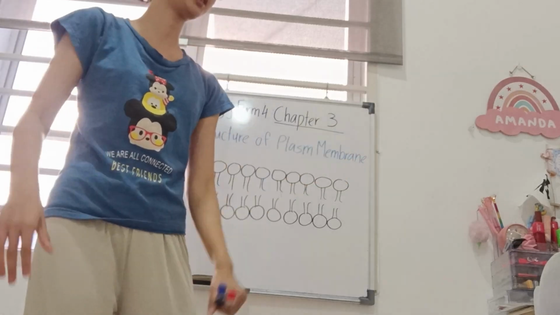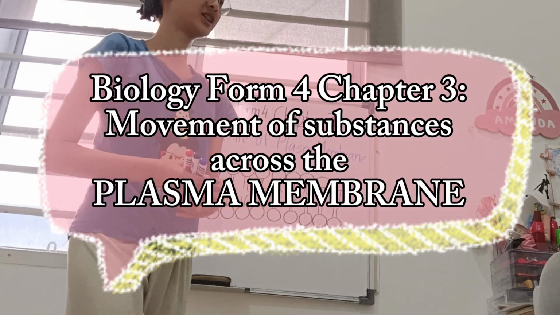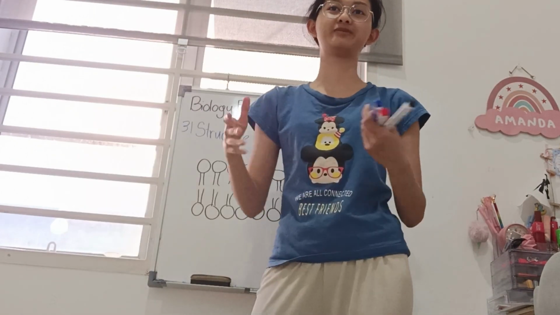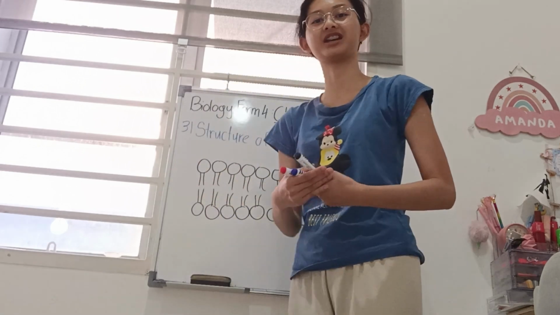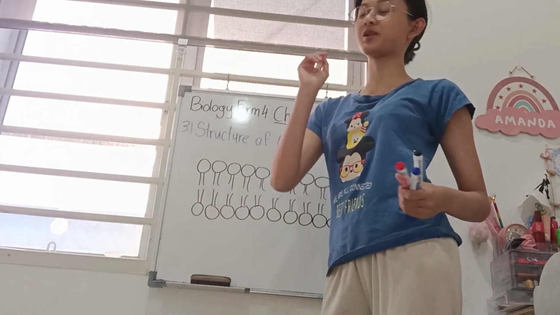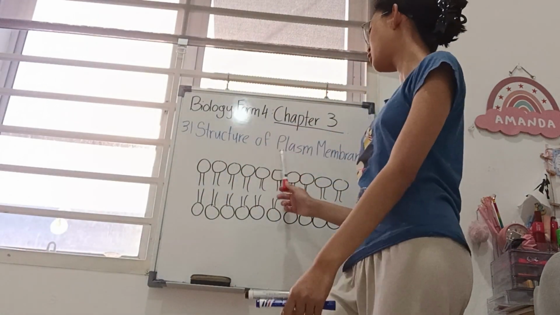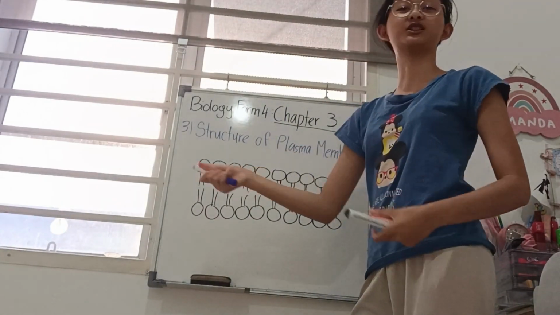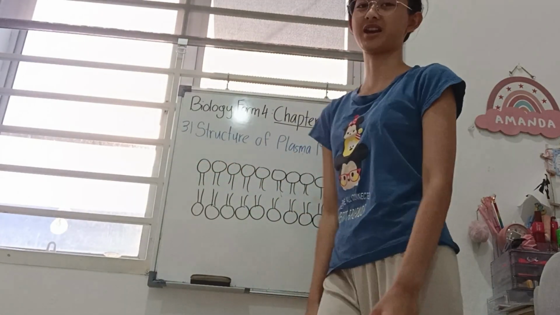Today I'm going to teach Biology Form 4, Chapter 3. It's about the plasma membrane, which is part of the cell we learned in Chapter 2. So, 3.1 Structure of the plasma membrane.